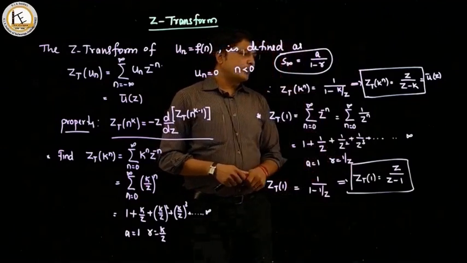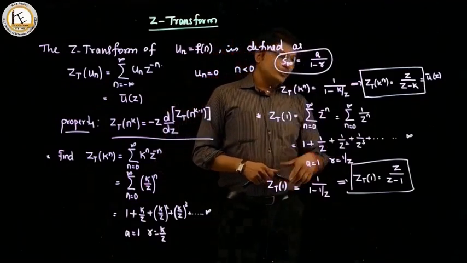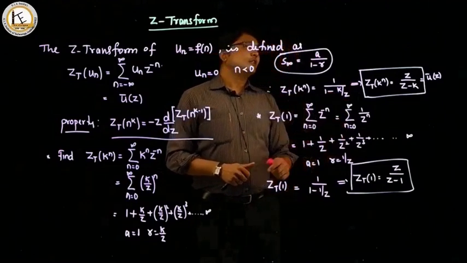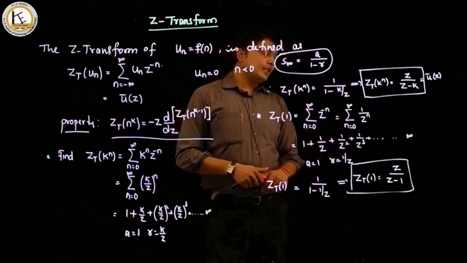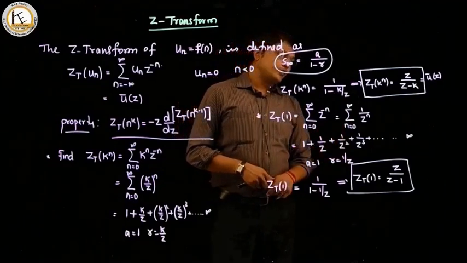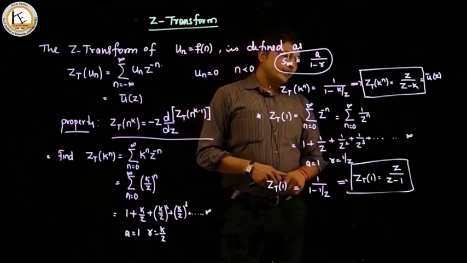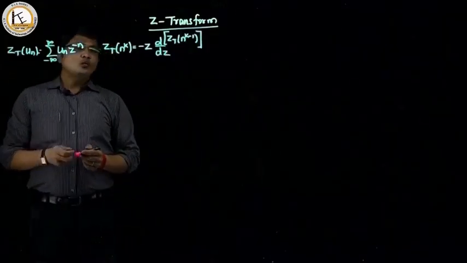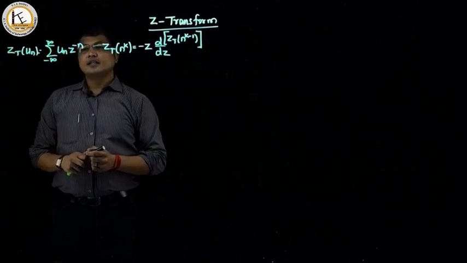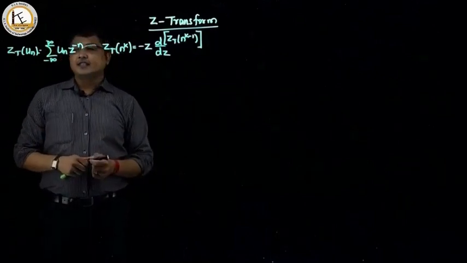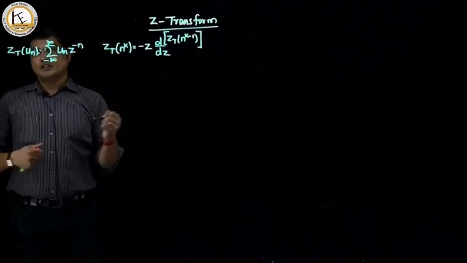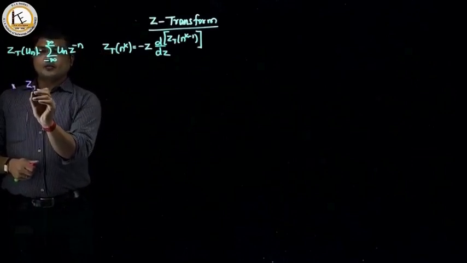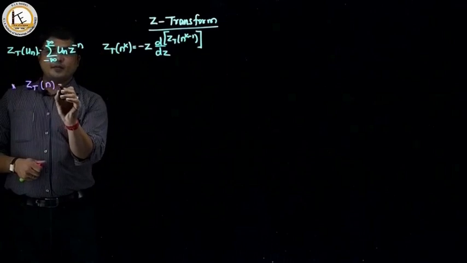So we need to remember all these formulas, because when you solve problems related to this, we are going to make use of them. These are two basic formulas: the Z transform of k raised to n is equal to Z divided by Z minus k, and the Z transform of 1 is equal to Z divided by Z minus 1. Okay, now we derive the next standard function. So we'll find the Z transform of the next standard function.